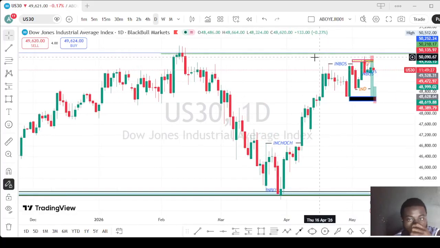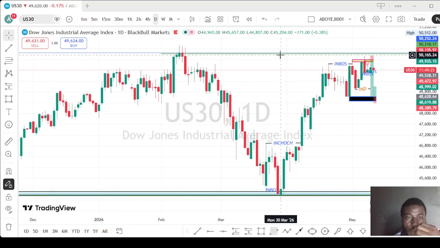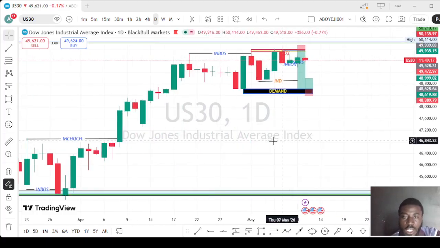Let's see what we can see. The market has not touched this supply, which we can say is a liquidity sale. It has not touched this supply very well for us, so we are still expecting the market to push up. So let's read the structure from here.